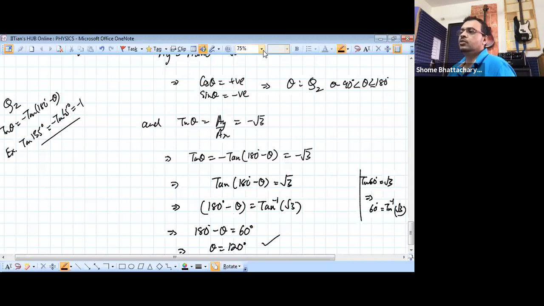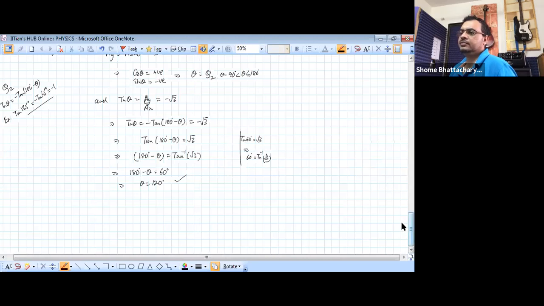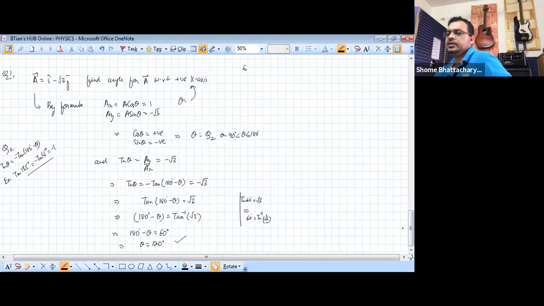But this is not always a convenient method. Easier might be that we geometrically draw the vector and very easily find out the angle. But you can note this, this is the proper way of interpreting the angle theta with the positive x-axis using the formula that the component along the x-axis is A cos theta and the component along the y-axis is A sin theta.